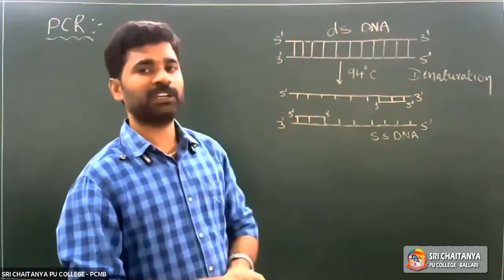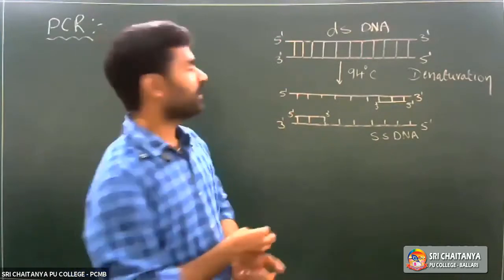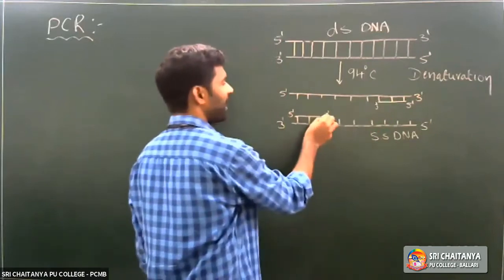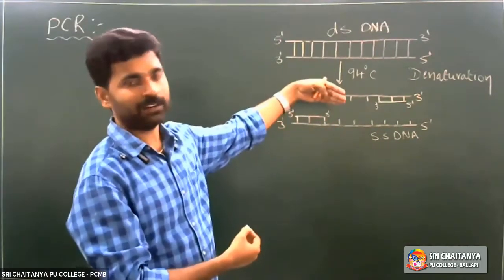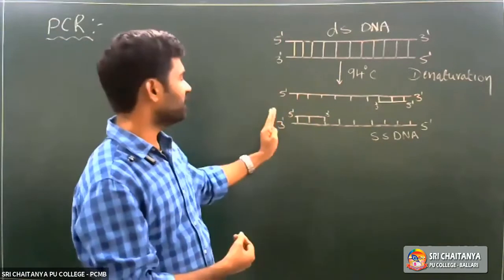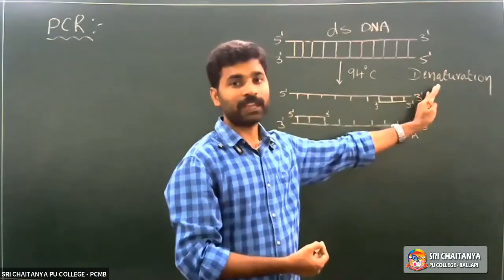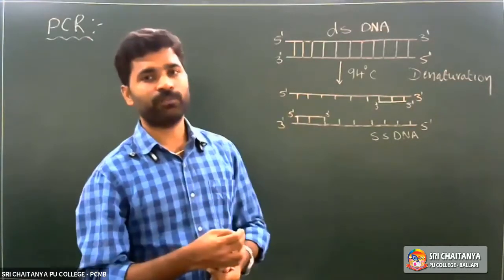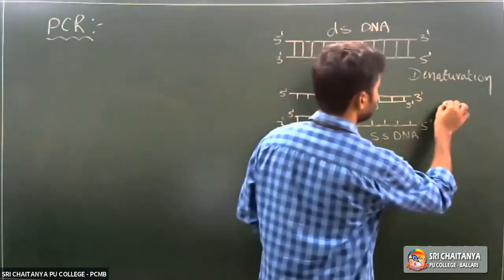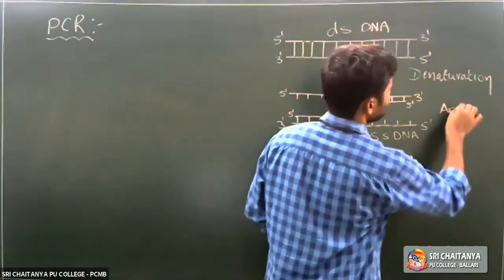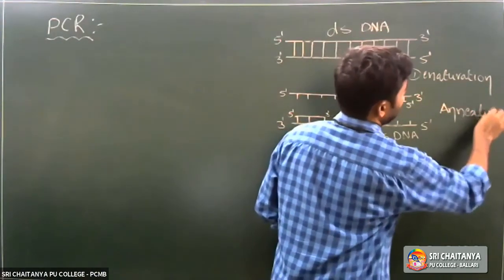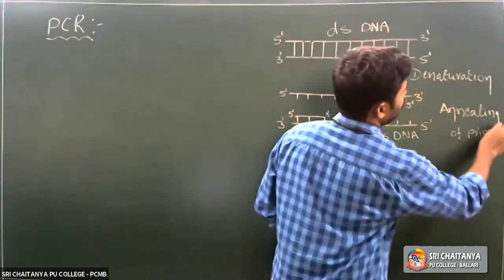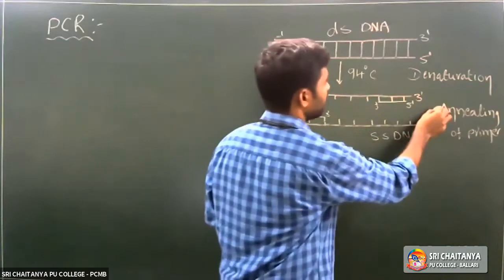So at that temperature, 55 degrees centigrade, these primers associate to the template strands near the 3 prime end. So we call it annealing of primers. What is it? Annealing. Second step, annealing of primer. Don't confuse. Second step, annealing of primer.